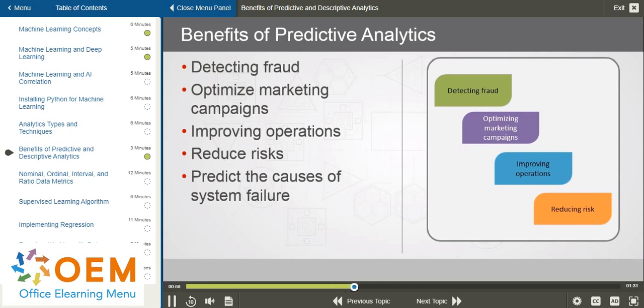Now, predictive analytics, when applied with machine learning algorithms, also provides solutions in the form of predicted parameters to improve operations and reduce risk by analyzing the trends of failures. Finally, using predictive analytics, we can avoid future failures by properly analyzing the system failures and their historic causes.